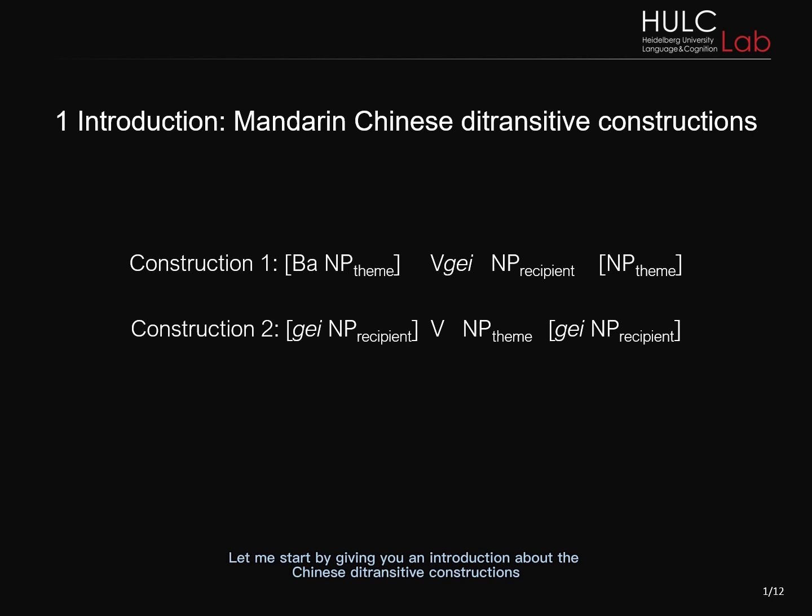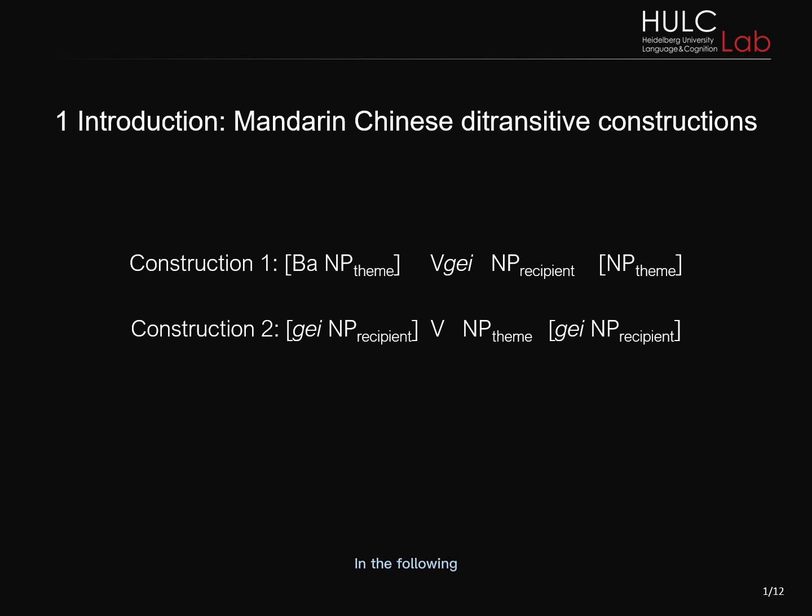Let me start by giving you an introduction about Chinese ditransitive constructions. There are basically two types of Chinese ditransitive constructions. In the first construction type, the recipient role is realized directly after the verb and gei. The theme can either be after the recipient or be moved before the verb via the bar marker. In the second construction type, the theme follows the verb directly. The recipient can either be realized in sentence final position or before the verb together with the gei marker.